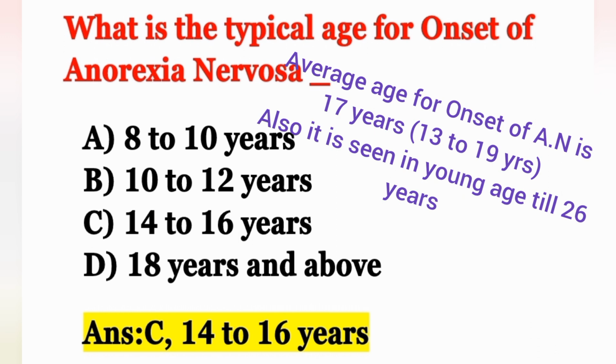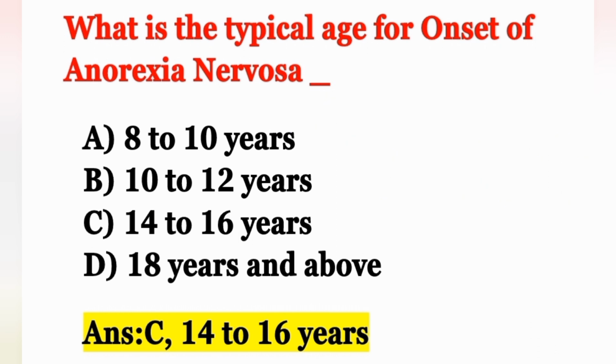Average age for onset of anorexia nervosa is 17 years, that is between 13 to 19 years. Here the option 14 to 16 years is there, so that is our correct answer. And also it is seen in young age till 26 years.